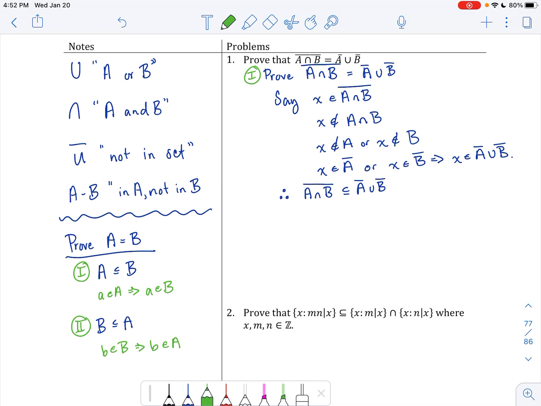Our second step: sometimes these steps will be very similar, sometimes they'll be very different.